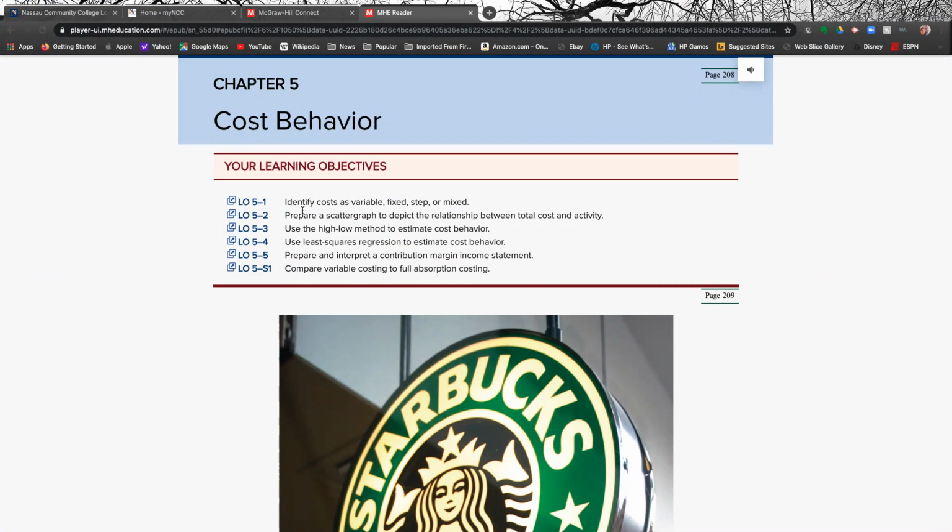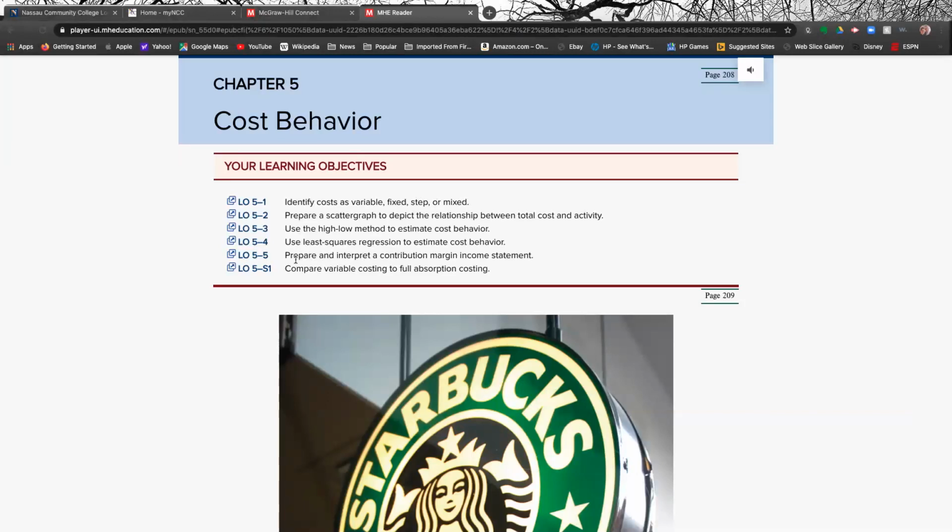Number 1, we're going to identify costs as either variable, fixed, or mixed. This step thing is not something we're going to talk about. We're going to use the high-low method to estimate cost behavior. What does that mean? Well, some of these costs that are mixed have both a fixed and a variable component. And what we're going to do is to separate them.